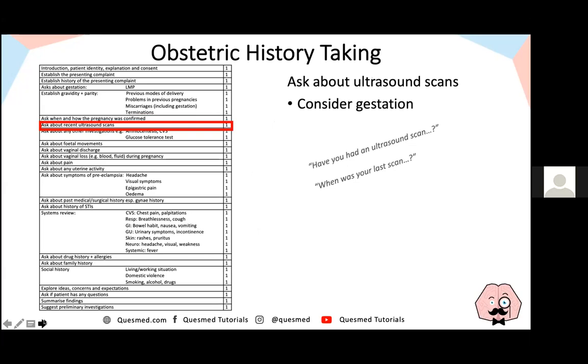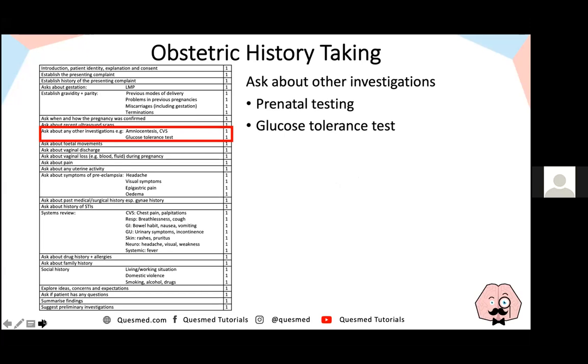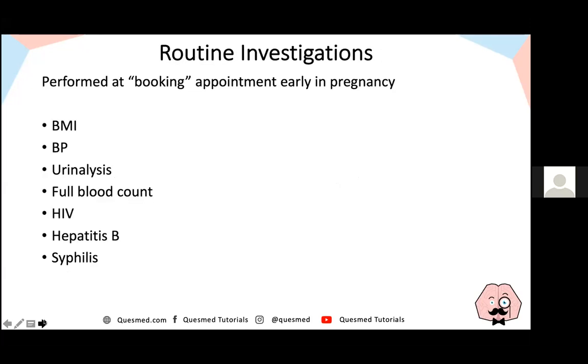And it's important to ask if they've had extra scans for any reason. So has there been any concern about the growth of the baby, in which case they might have had multiple extra scans. I also want to ask about other investigations. So did they undergo any prenatal testing, or did they undergo any testing for glucose tolerance tests? Thinking about routine investigations, so at pretty much every appointment, the woman gets their BMI and their blood pressure and their urine checked. But at the booking appointment at the start of pregnancy, we also test for things like a full blood count, and we also screen for bloodborne viruses, so HIV, hepatitis B, and syphilis.